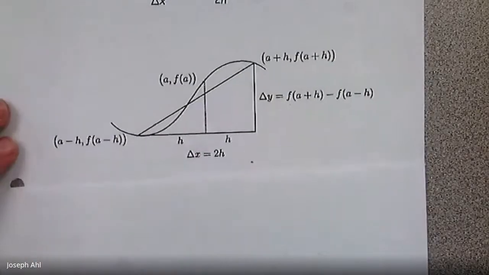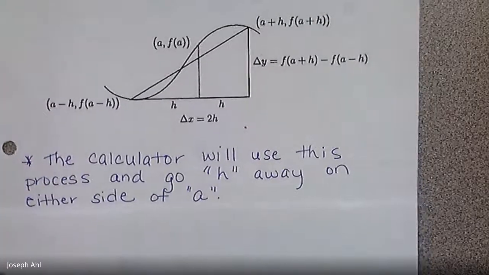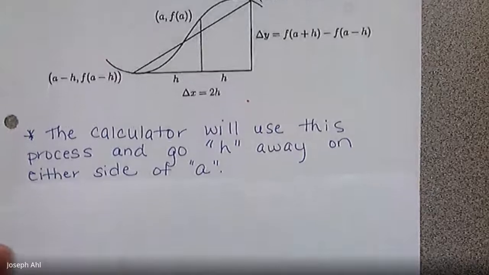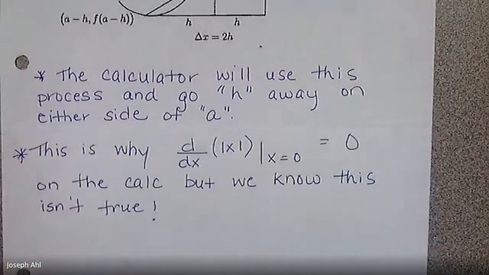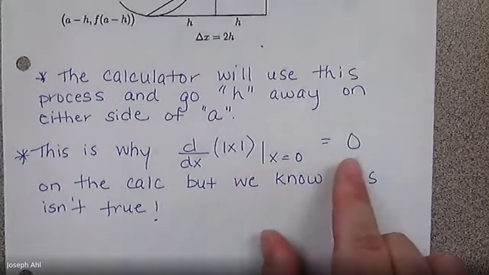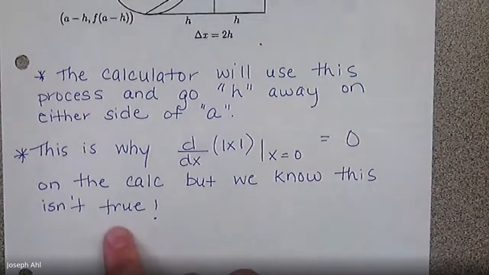So a couple quick notes about the symmetric difference quotient. The calculator will use this process and go h away on either side of a, the value that we're trying to find the derivative at. Now, if you've already tried number 2 from the last page, you'll see this is why this gives us 0. But we know that this isn't true.